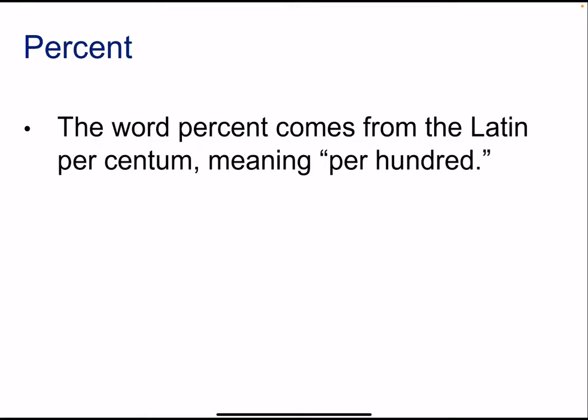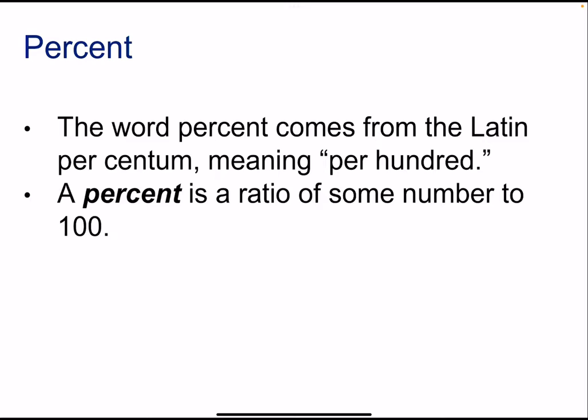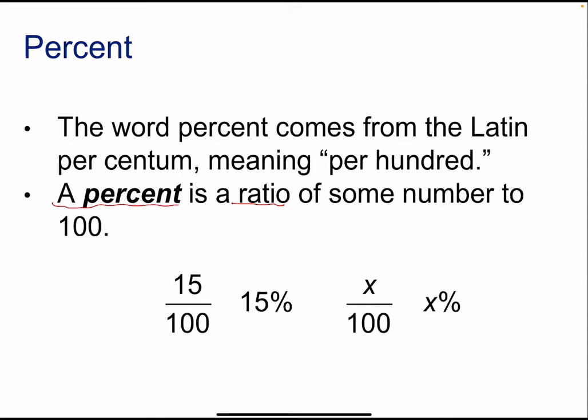Percent is just a ratio of some number to 100. I think this is a perfect definition. It's a ratio of a number to 100. So what does that mean? Okay, so let's see. So 15 over 100, that's a ratio of the number 15 to 100. So by definition, it is 15%.